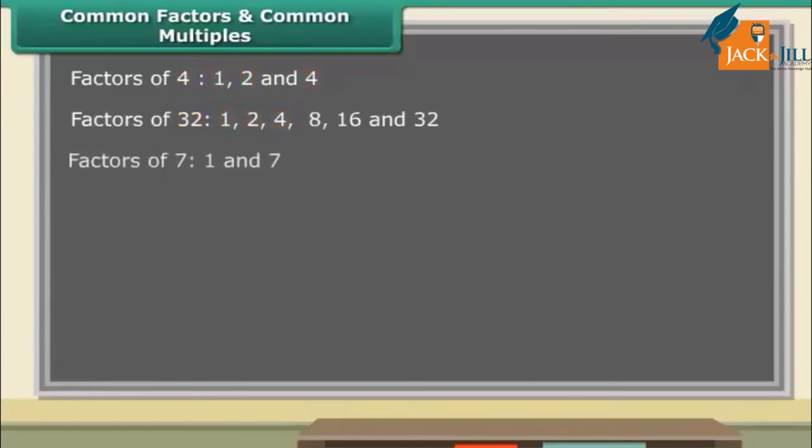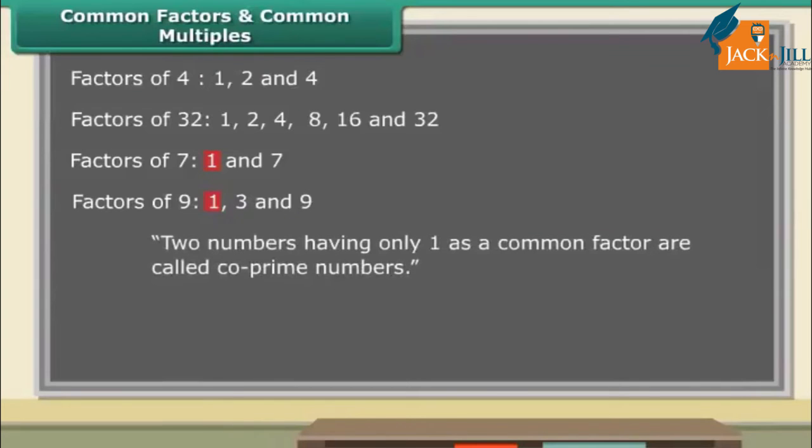Consider the numbers 7 and 9. The factors of 7 are 1 and 7. The factors of 9 are 1, 3 and 9. 1 is the only common factor between 7 and 9. Therefore, 7 and 9 are co-prime numbers. If two numbers have only 1 as the common factor, they are called co-prime numbers.